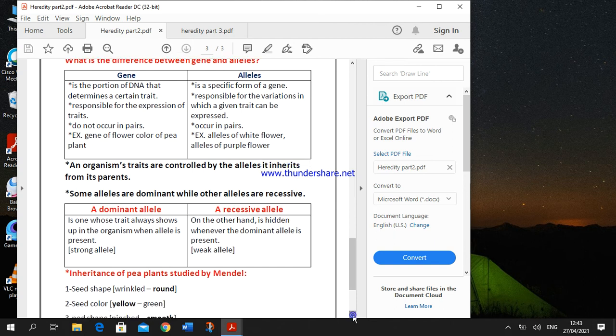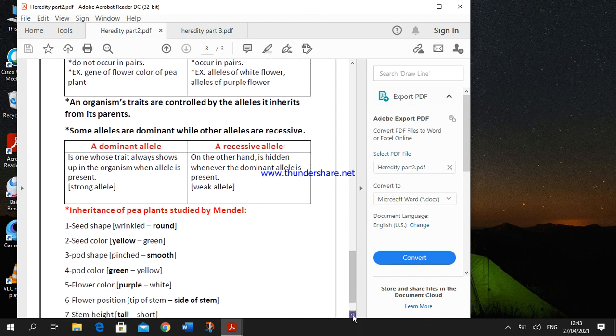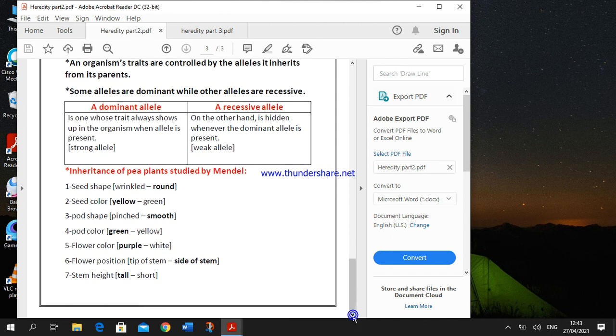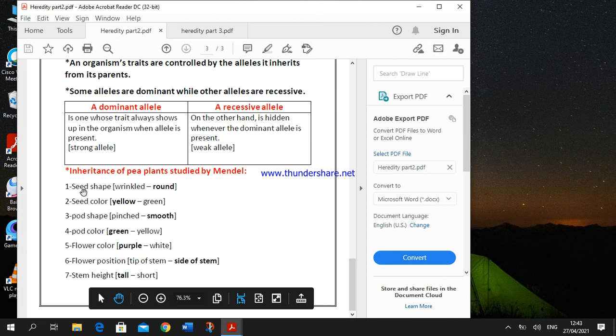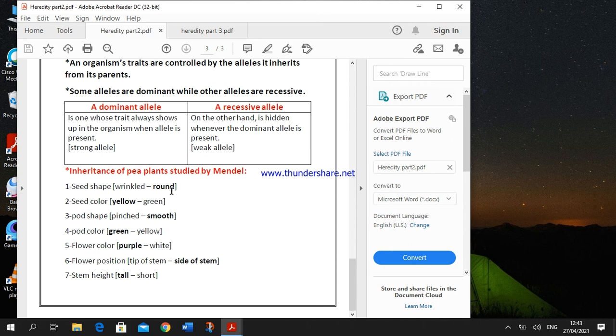Inheritance of pea plants studied by Mendel. Mendel studied 7 contrasting traits on pea plants, like seed shape, seed color, pod shape, pod color, flower position, flower color, and stem height. Seed shape, wrinkled or round: wrinkled is the recessive allele, while round is the dominant allele. Seed color: yellow is dominant, while green is recessive.